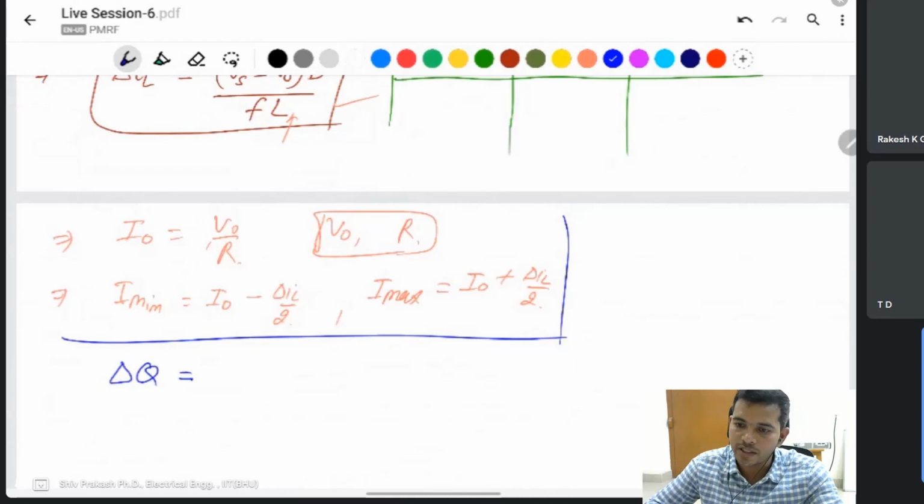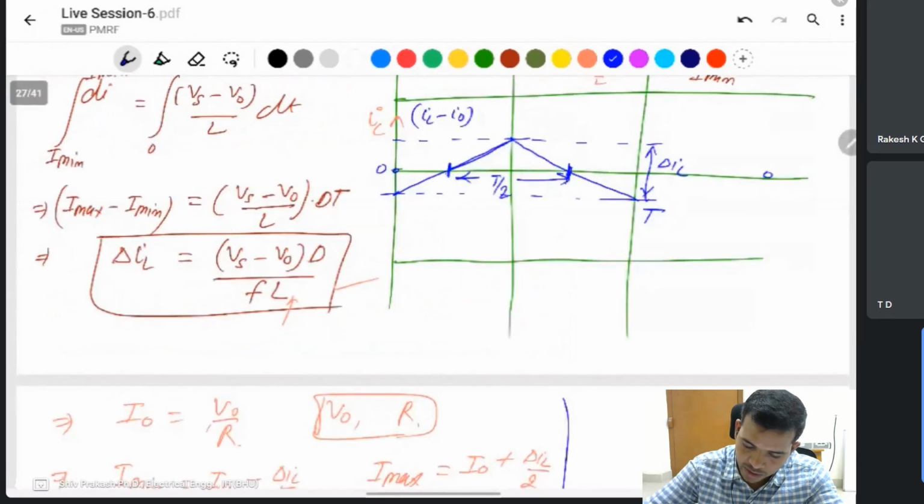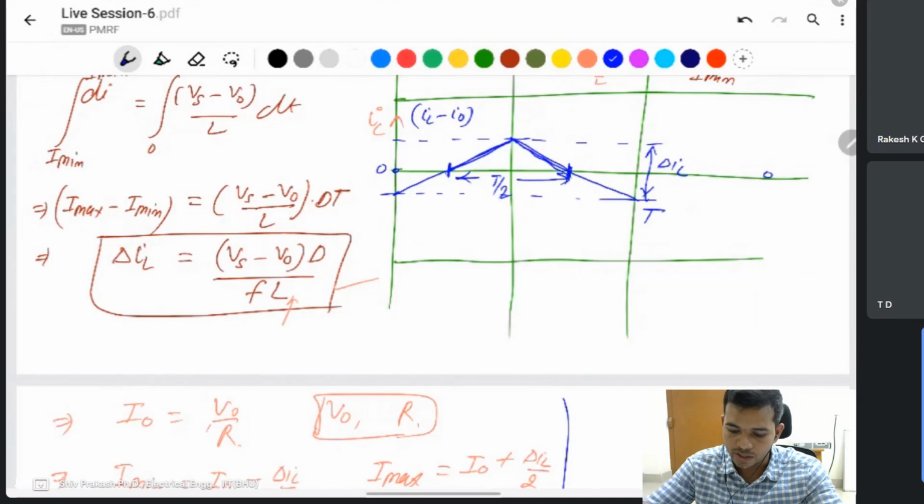Change in charge in the charging or discharging condition. From 0 to charge or 0 to discharge will be the change in the capacitor charge. If you take the charging current and charging time, this is the charge. When the current is positive, that means the capacitor will charge. When the current is negative, the capacitor will discharge.